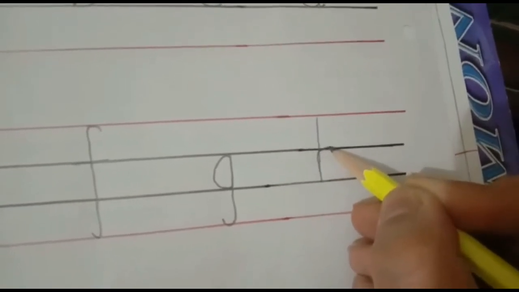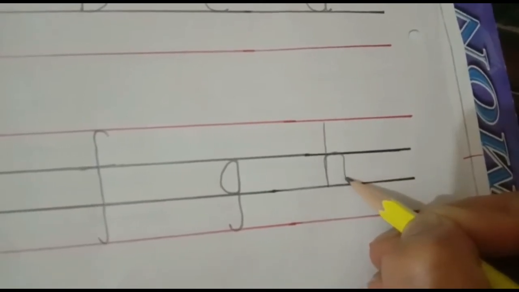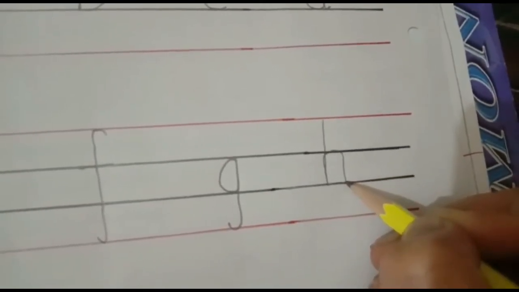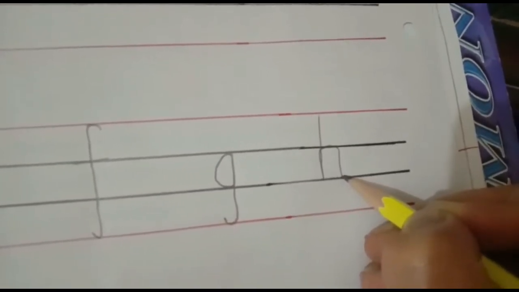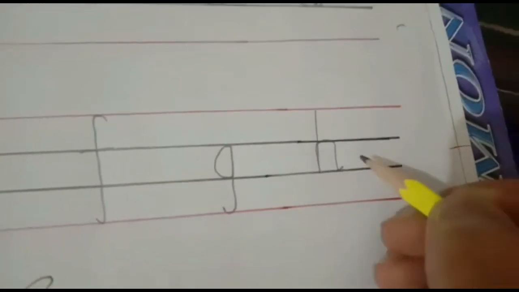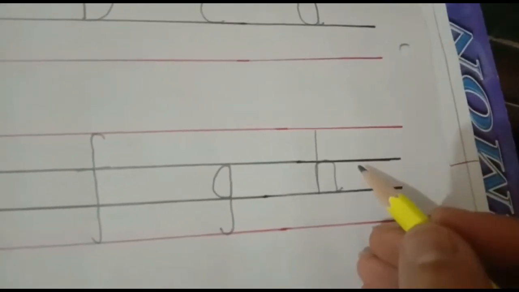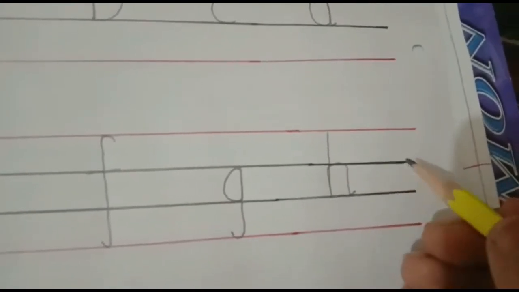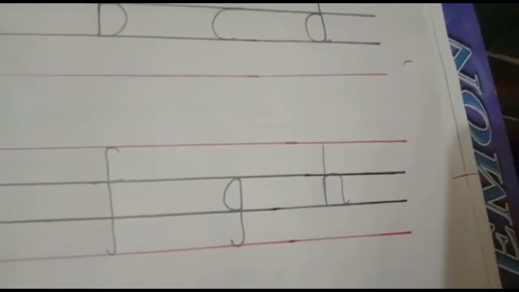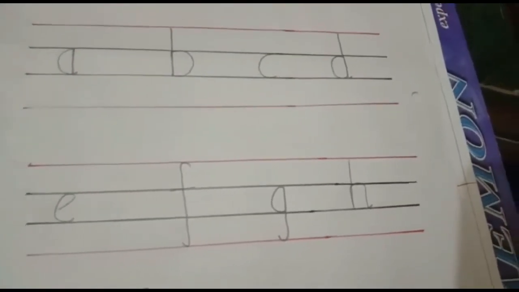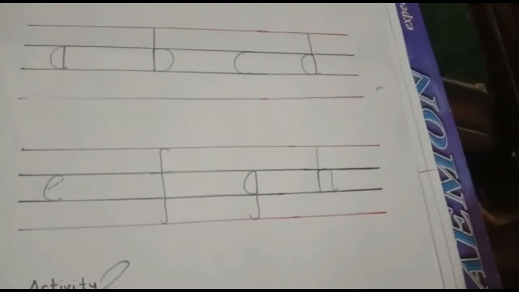And here, I will make a little curve like this. And now come down and make a straight line and touch the base line. And here, I will make a little tail with it. Yes, this is small h, and the sound of this letter is H, H, H, and it should be in upper 3 lines. Okay, now I have written these 8 letters in front of you on a line pattern.